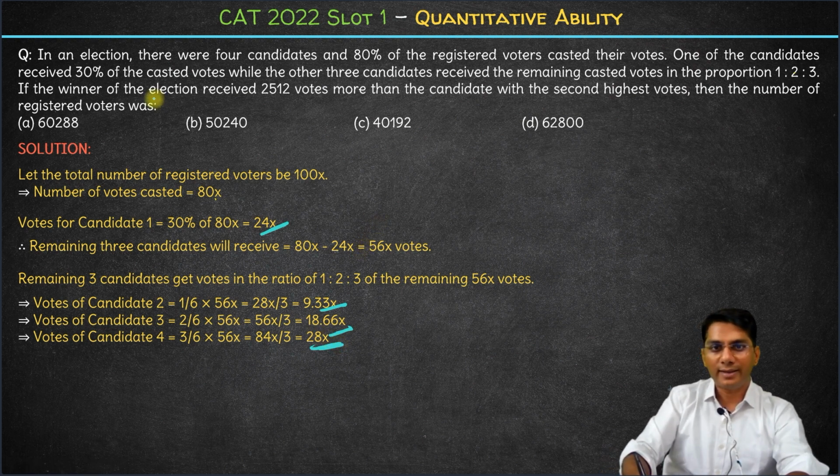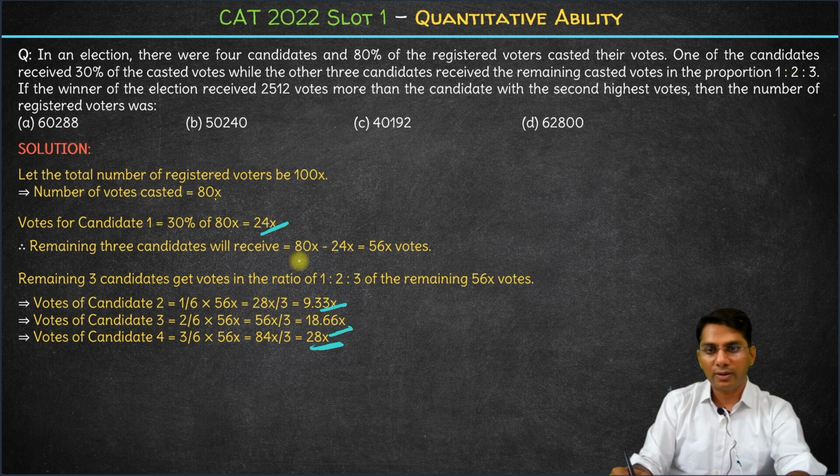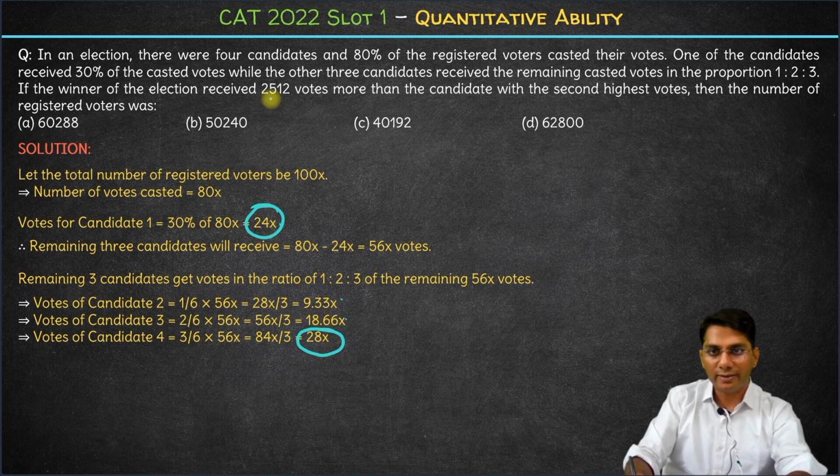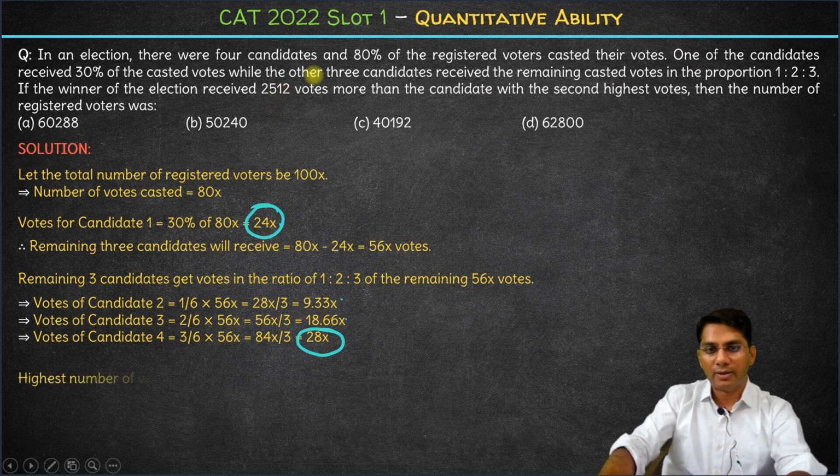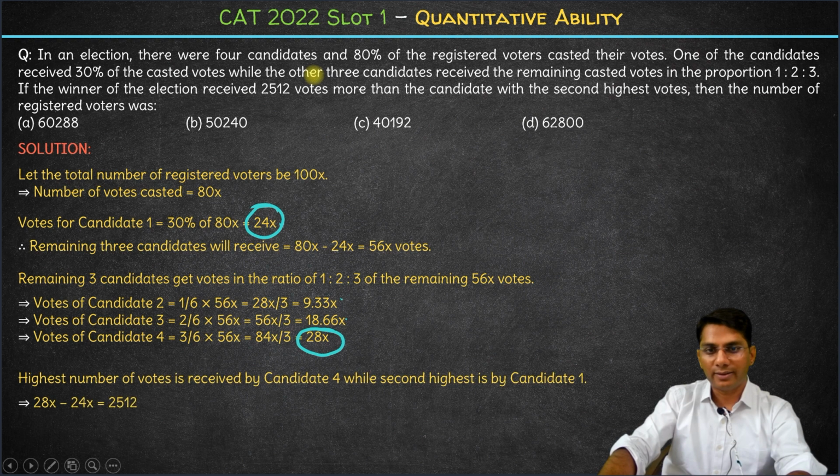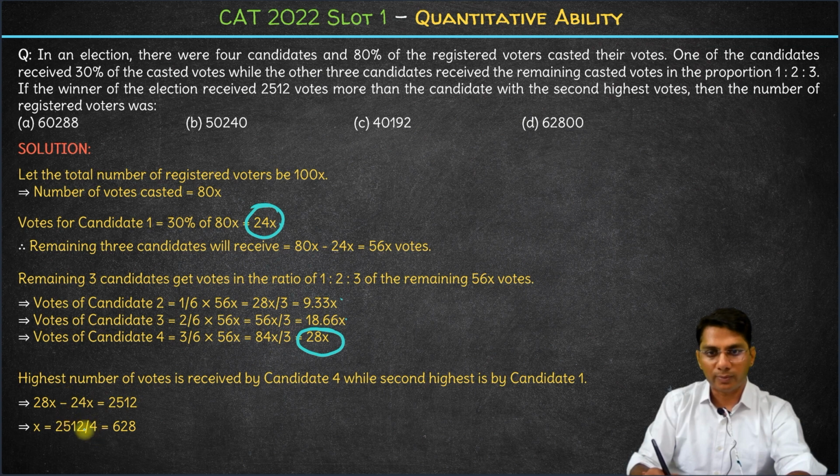Now the question finally says the winner of the election. Who is going to be the winner? Obviously this guy, who received the highest number of votes. The winner received 2512 votes more than the second highest candidate, which out of these 3 is obviously this one. So the difference between the votes of these 2 candidates is 2512. So 28x minus 24x is 2512. 4x is equal to 2512, hence x is 2512 by 4, which is 628.